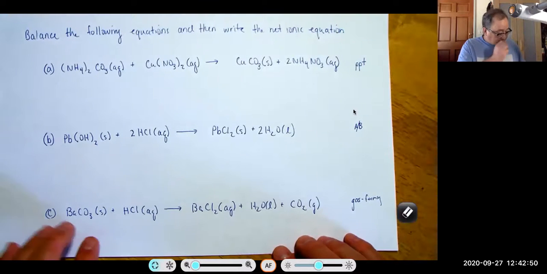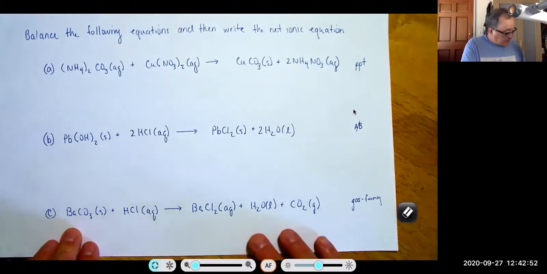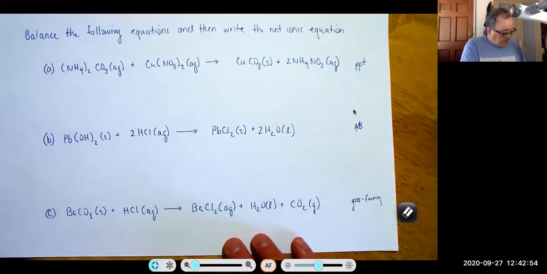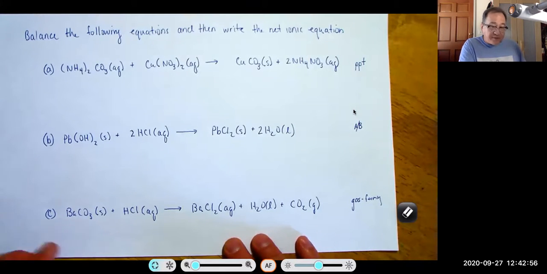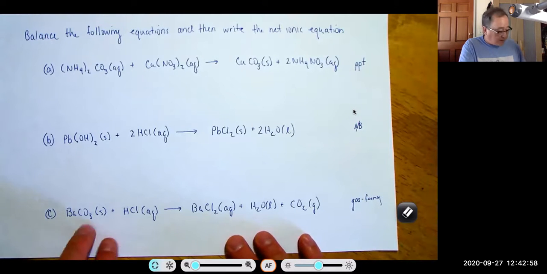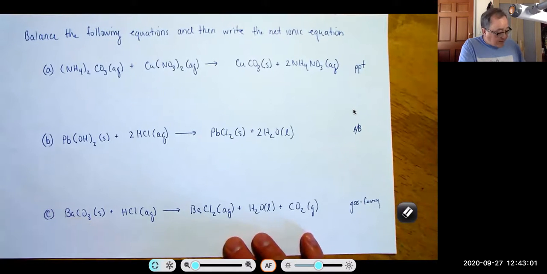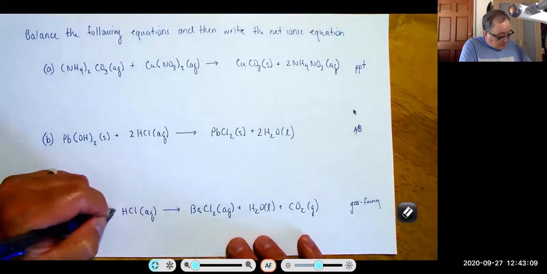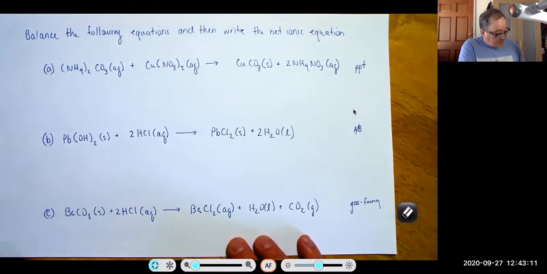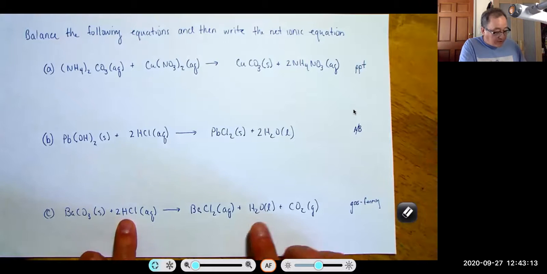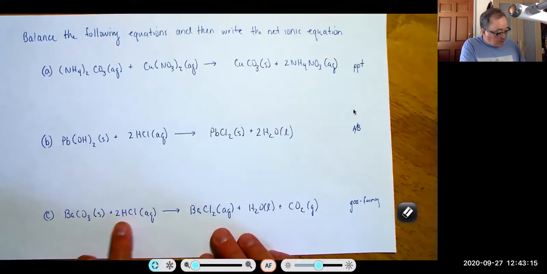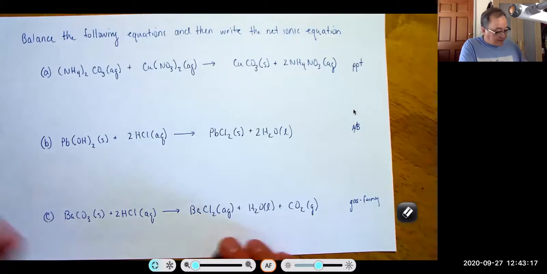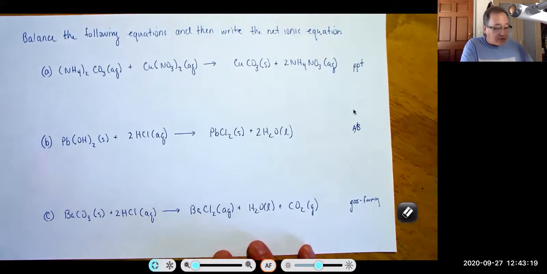Let's take a look at this one and see if it is balanced. Well, for this one, this is a tough one. We haven't really been introduced to this idea yet, the gas forming reactions. But in this case, what happens is hydrogen reacts with CO3 to make a carbonic acid. So I'm going to put a 2 here, and we'll see this later. And when I put a 2 here, we'll get 1 H2O and 1 CO2, and 1 barium and 2 chlorines, so this is balanced.